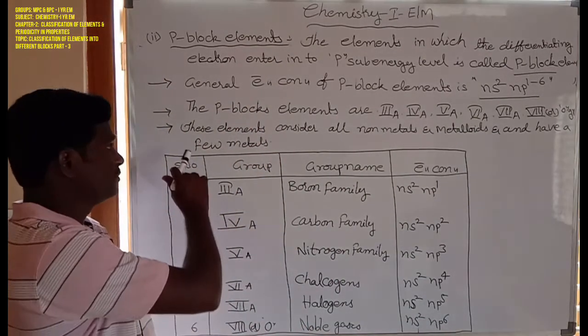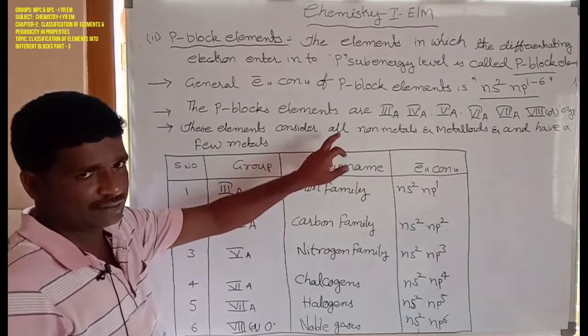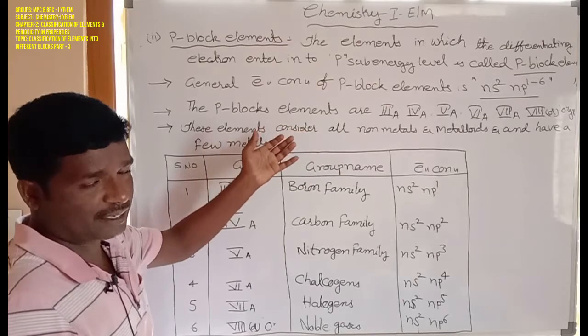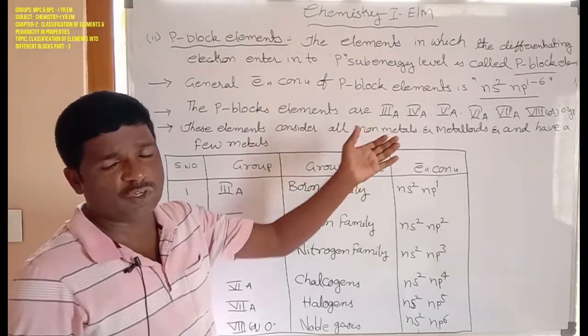Remaining another one, those elements are mostly non-metals. The P block elements include non-metals and metalloids, and have a few metals.